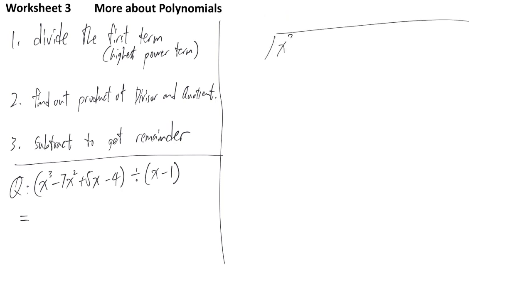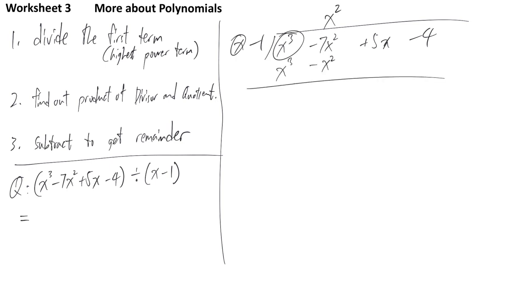So the question is x power 3 minus 7x squared plus 5x minus 4, and then we divide by x minus 1. Very quickly, we divide this by this, we get x squared times x, x power 3, x squared times negative 1, negative x squared. And then we have the subtraction, negative 7 minus negative 1 will get negative 6x squared plus 5x. And then again, we repeat the cycle.